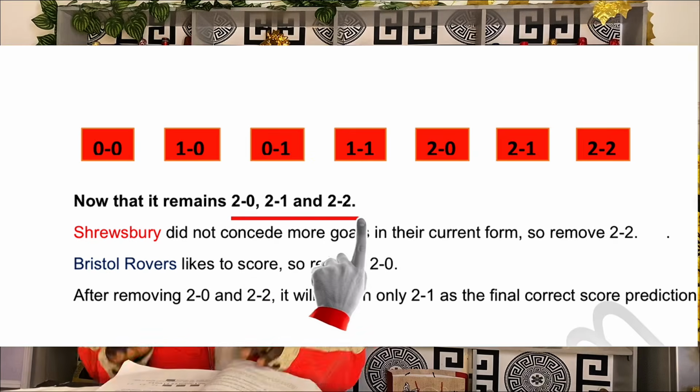2-1 and 2-2. So how will you know the particular option they will play among these 3 remaining correct scores, which are 2-0, 2-1 and 2-2? Now this is how to do the calculation.